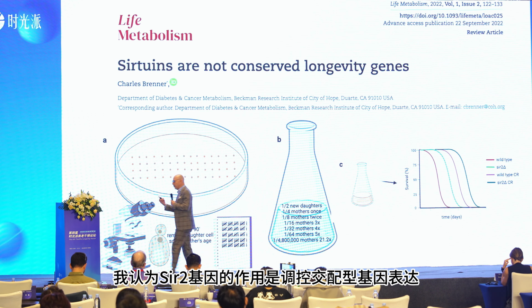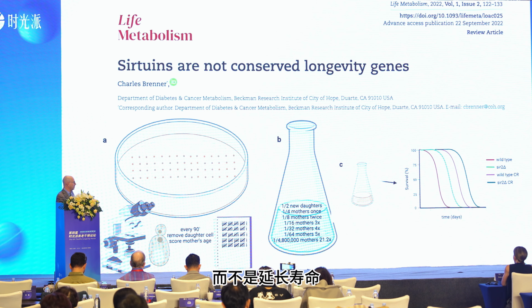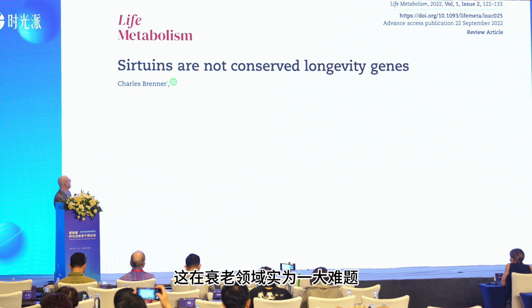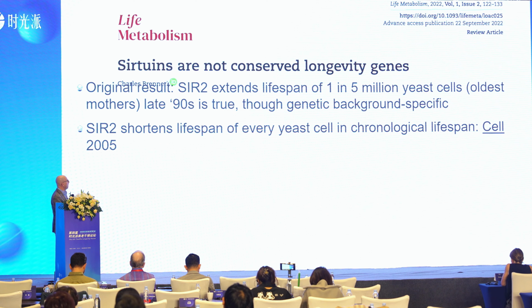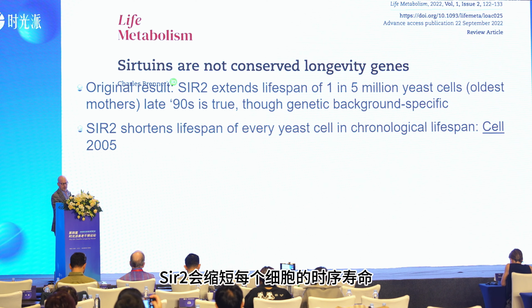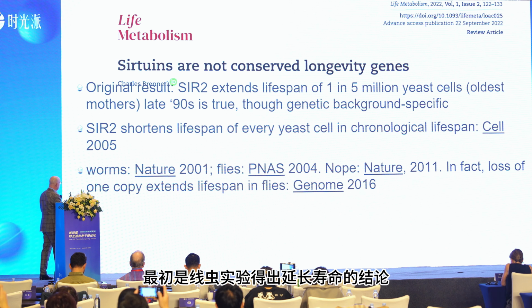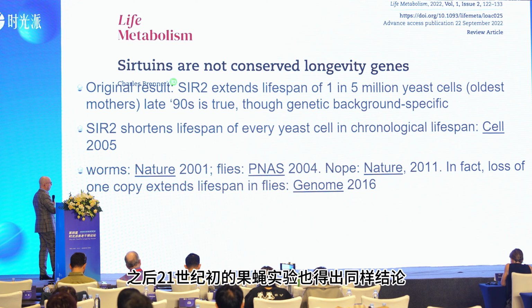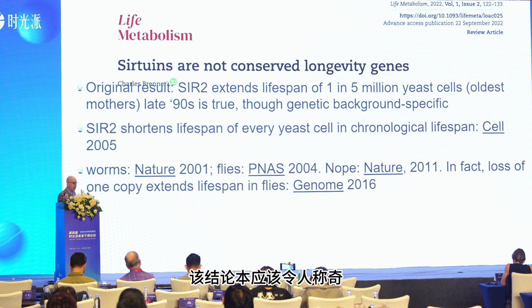But I think that Sir2 gene was conserved for regulation of mating type gene expression and not for longevity, which is really a problem in the field because it's so widely believed that Sir2 and Sirtuins are longevity genes. So I just told you that it shortens the lifespan of every cell in chronological aging, that it was reported initially in worms and then in flies in the early 2000s to be a longevity gene in animals. That would have been amazing.